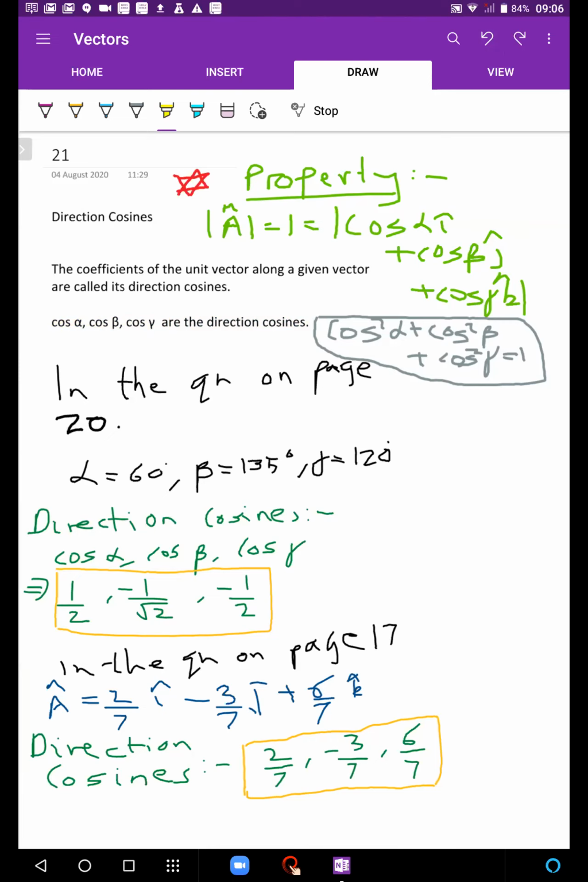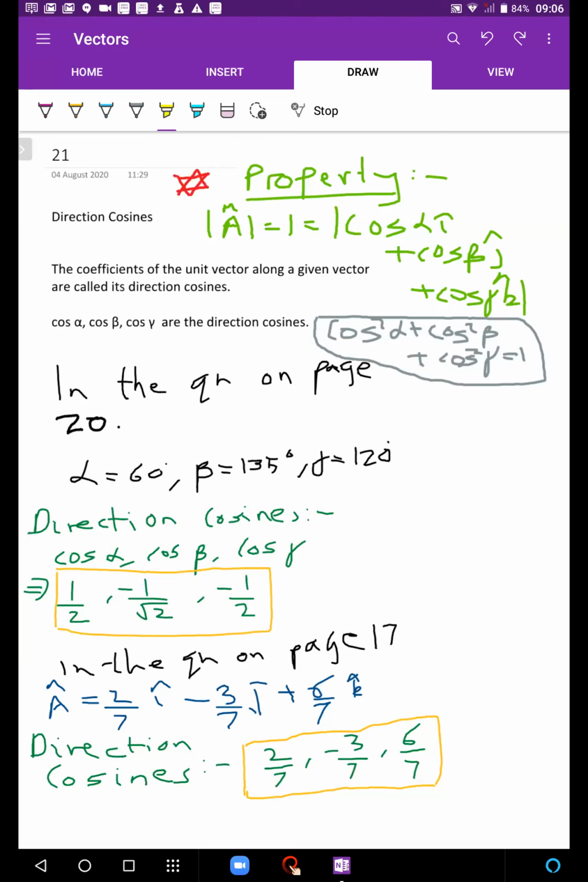These are not vectors. These terms, the cos of the three angles, are your direction cosines. Okay. Now, they are just cos of angles, they are numbers. They don't include any direction.